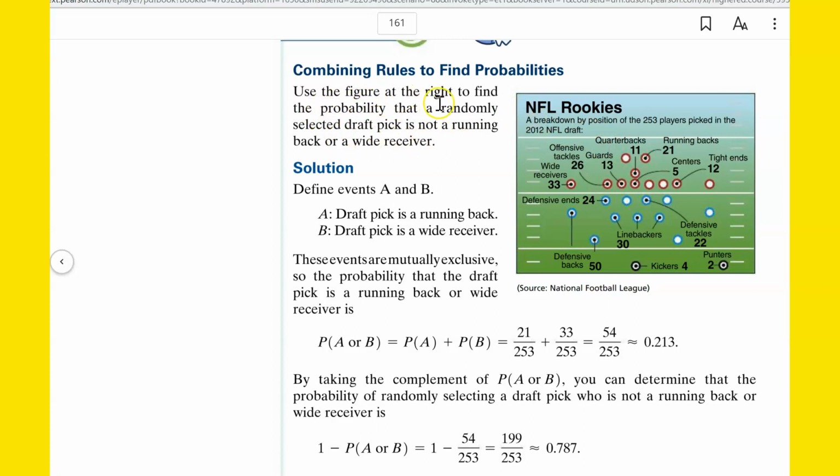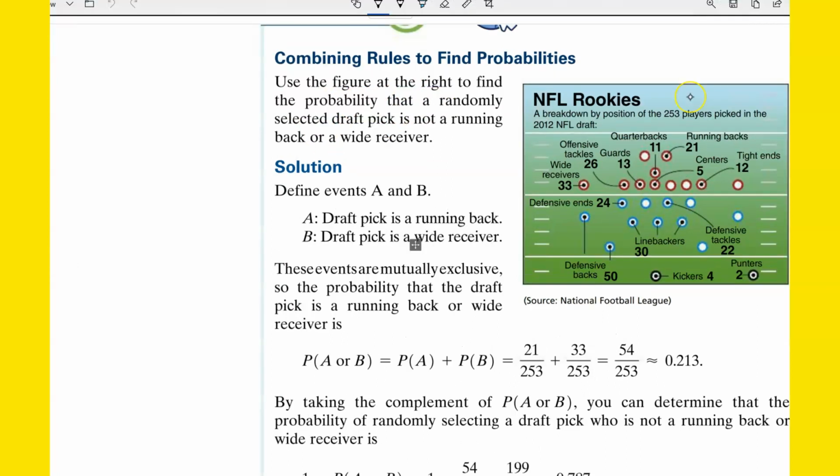Okay, use the figure to find the probability that a randomly selected draft pick is not a running back or a wide receiver. In this graphic, I'm noticing that there are 253 players total. I'm noticing that here are the wide receivers, here are the running backs. So I could add up all the other positions. And by the way, no players would be both here. I could add up all the other positions, or I could do the complement, which is a little bit easier. It's a little bit less work.